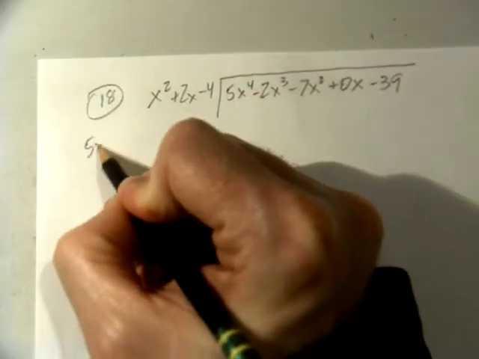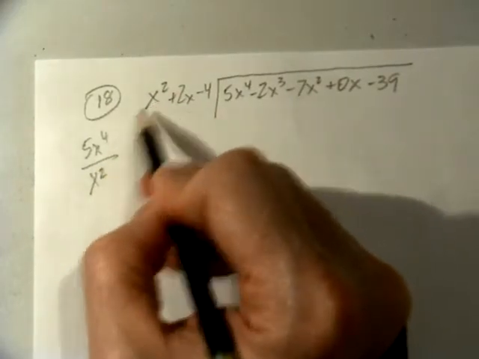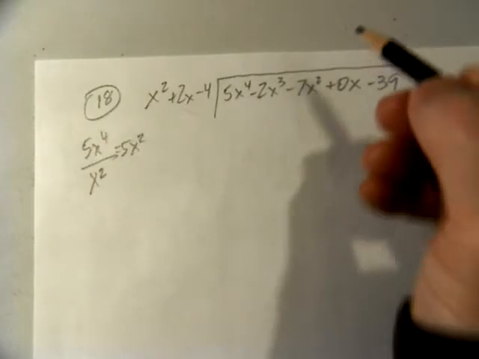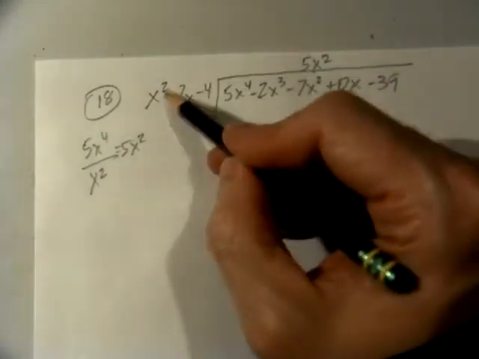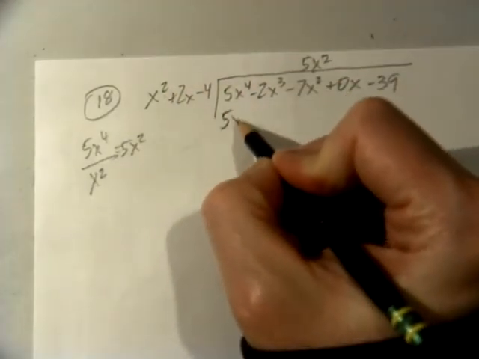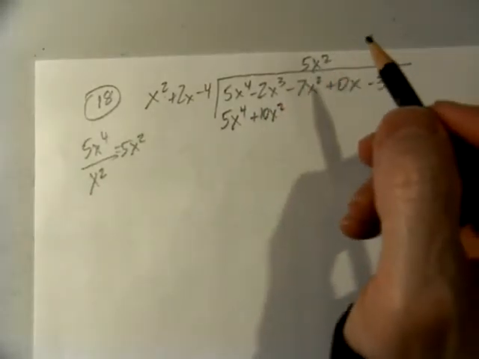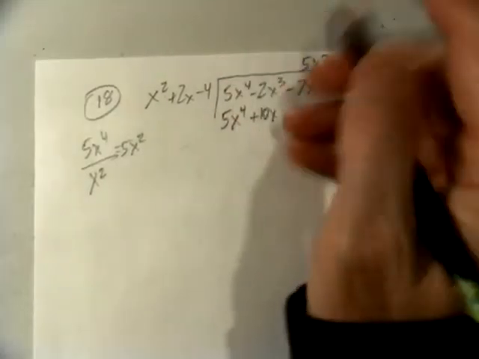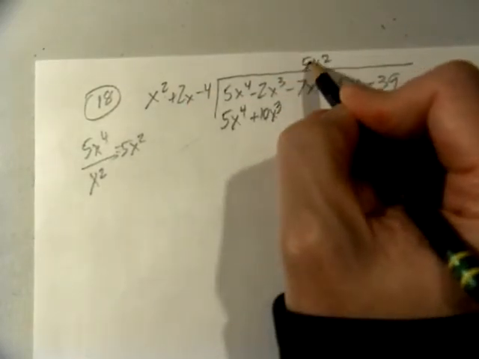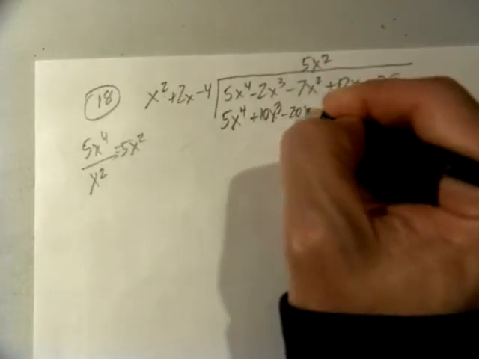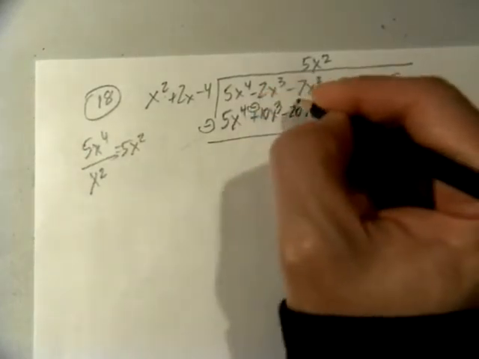So now we're going to take x to the 4th divided by x squared, leaves us with 5x squared. So we write our 5x squared in the square column. Then we have to distribute through. So we get 5x to the 4th plus 10x squared, actually 10x cubed, because we have 2 and 1 makes 3. Then we get negative 20x squared. Then go through and change all the signs.